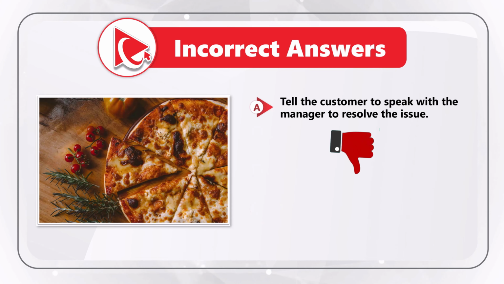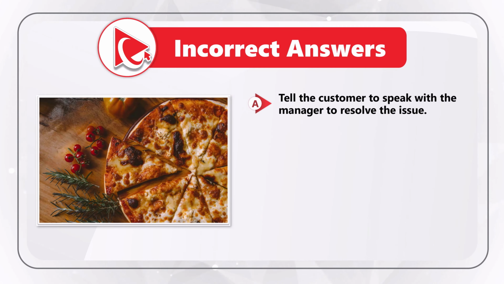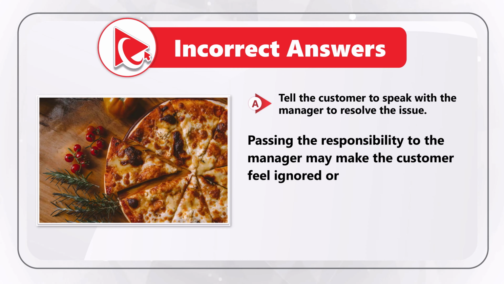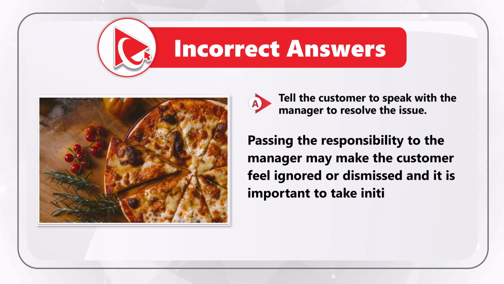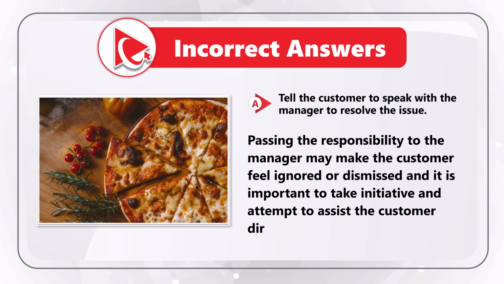Based on these 4 principles, let's look at the incorrect answers and why you might avoid selecting them. Choice A. Tell the customer to speak with the manager to resolve the issue. Using this selection passes the responsibility to the manager and may make the customer feel ignored and dismissed, and it is important to take initiative and attempt to assist the customer directly.